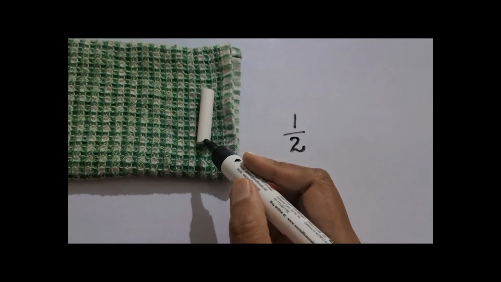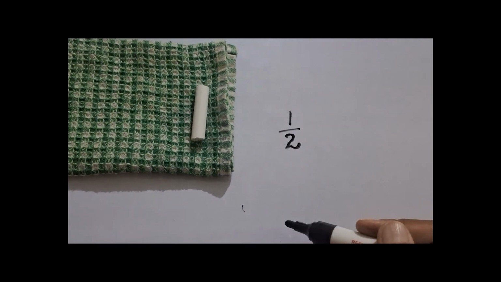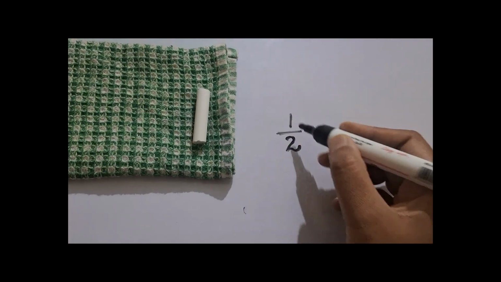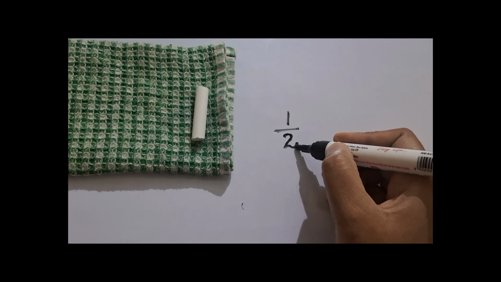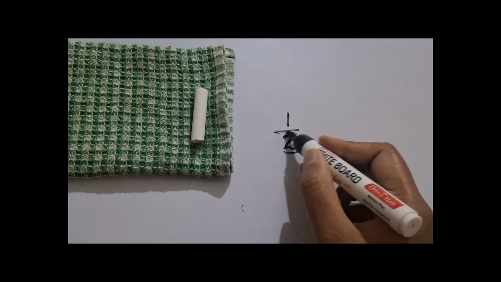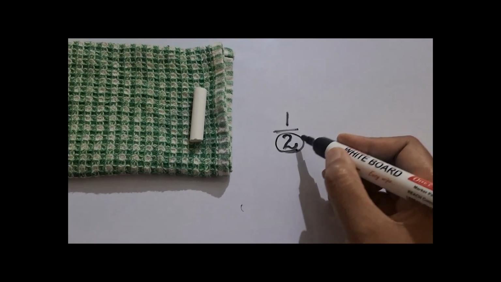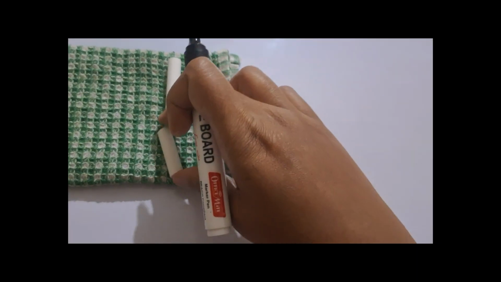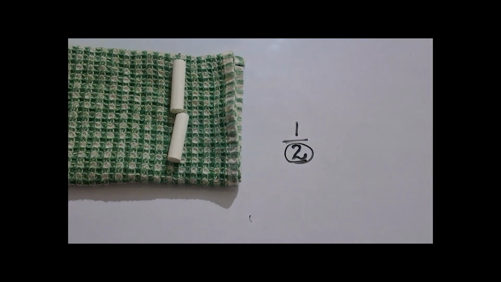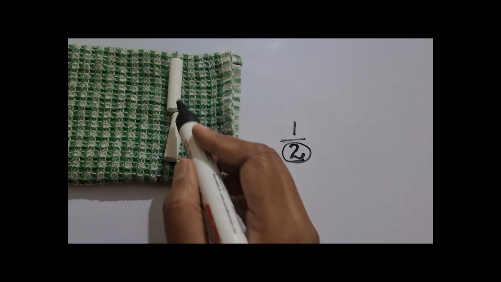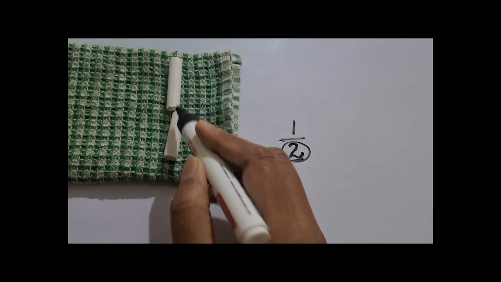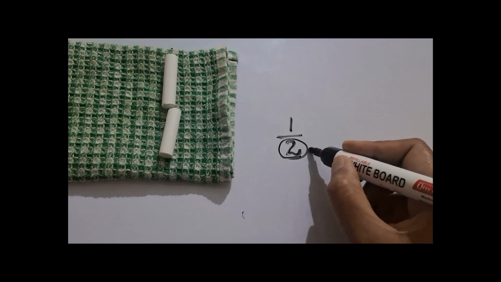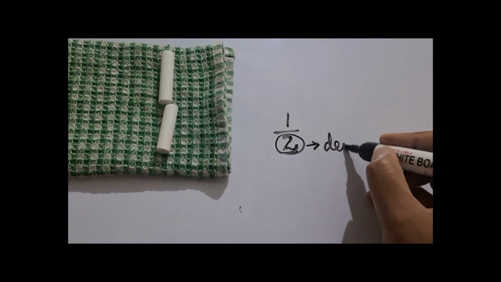Whenever we are expressing a part of a whole thing, then we use 2 numbers like this. Okay? And this down number tells how many parts one whole thing is divided into. That count we write down here, and this is called the denominator.